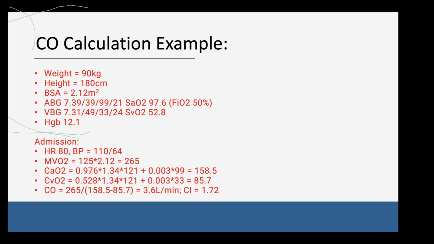Yes, please. But I was also then thinking that with the calculation showing the cardiac index being low, that's why I thought that giving an inotrope would help the patient.